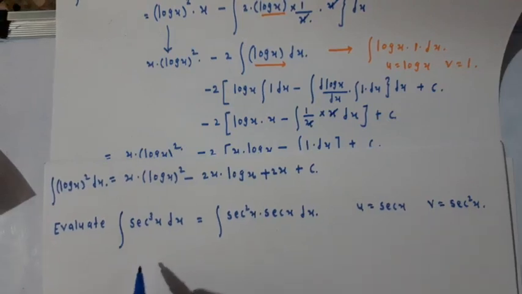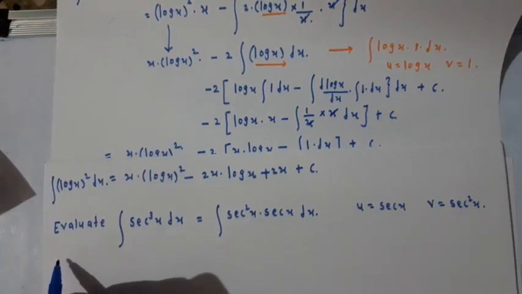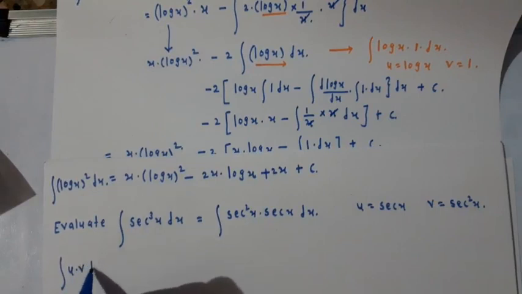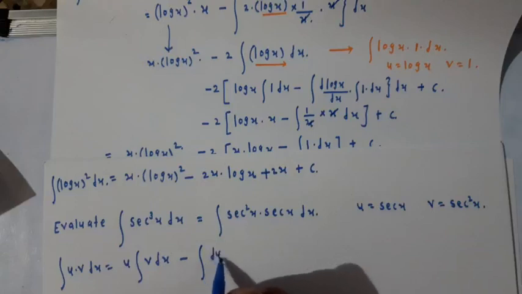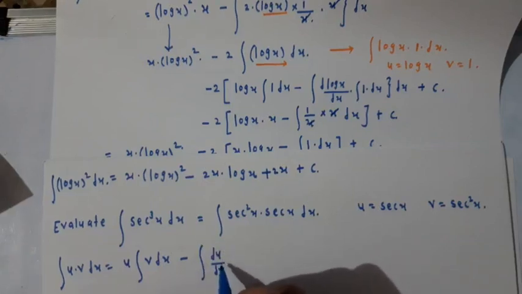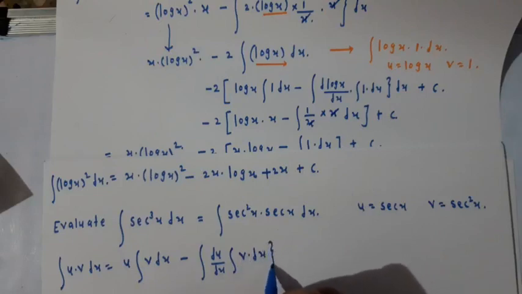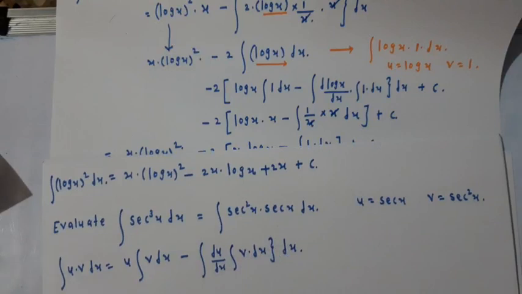Now let us solve this by using the by parts theorem, that is, the integration of u into v with respect to x equals u times the integration of v with respect to x, minus the integration of du by dx, the differentiation of u with respect to x, into the integration of the v function with respect to x, and the whole with respect to x.